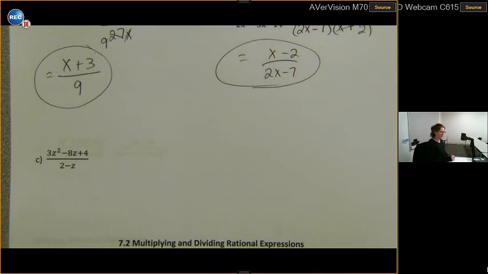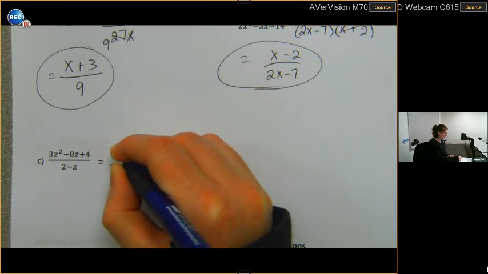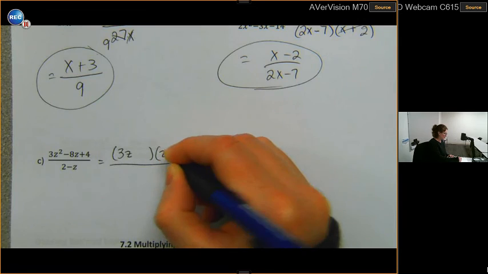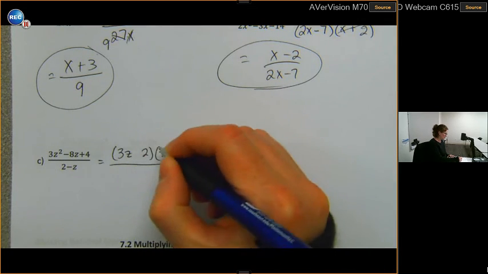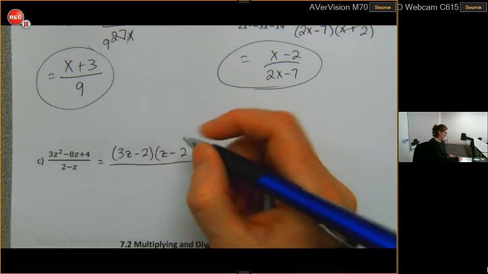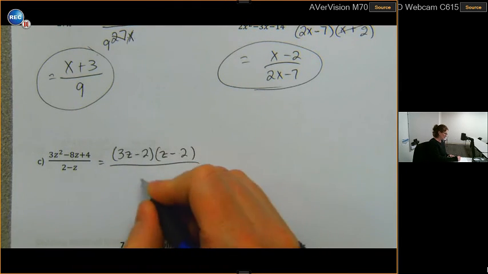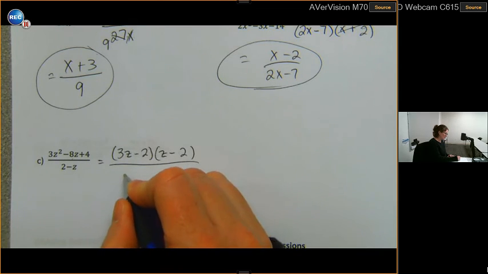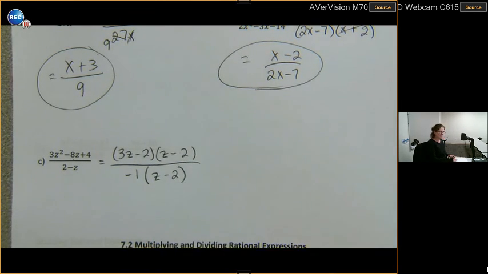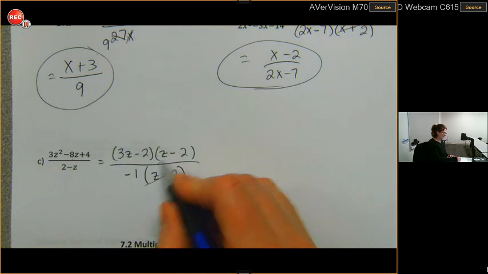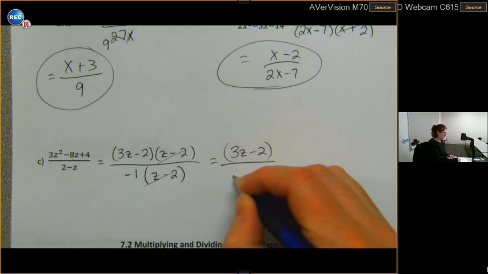On part C, the numerator is another trinomial with a number in front. 4, it's either 4 and 1 or 2 and 2. I'm going to go with 2 and 2. Negative and negative, so that makes a negative 6, negative 8, z in the middle. Then this is backwards on the denominator, so I'm going to put a negative 1. Then I'm going to flip it around to z minus 2. So then the z minus 2's cancel, and I have 3z minus 2 over negative 1.